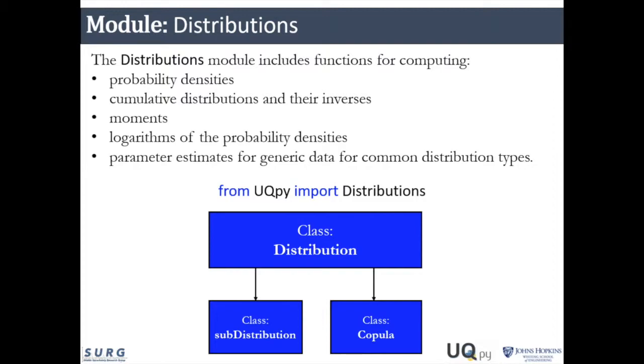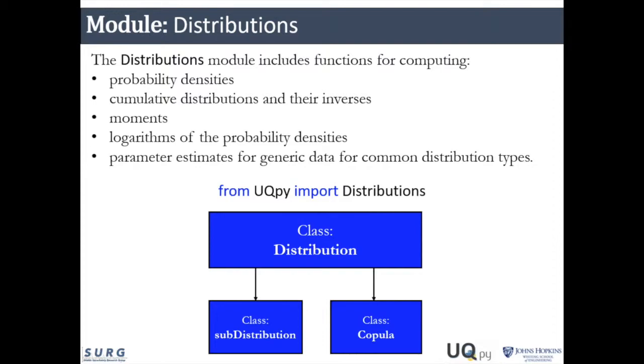I'm going to discuss the distributions module, one of the most important modules in UQpy, since it's involved in almost all other modules. With the distributions module, you can define a random variable and find its distribution structure, which means you can do all the related operations defined in UQpy. You can define probability density functions, cumulative distribution functions, as well as their inverses, moments, logarithms of the probability densities, as well as parameter estimates for generic data for common distribution types.